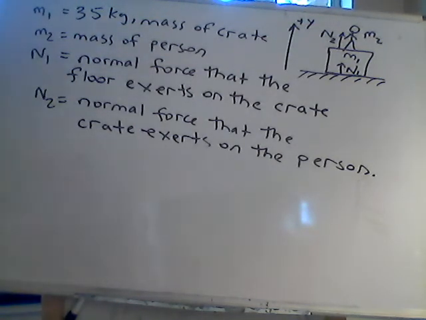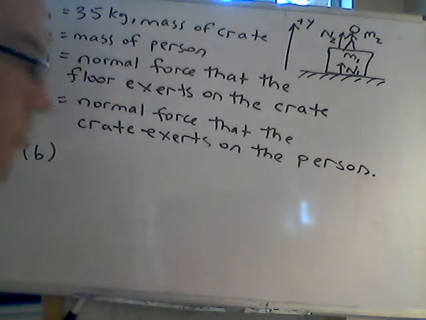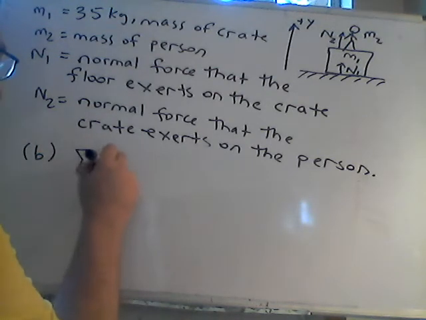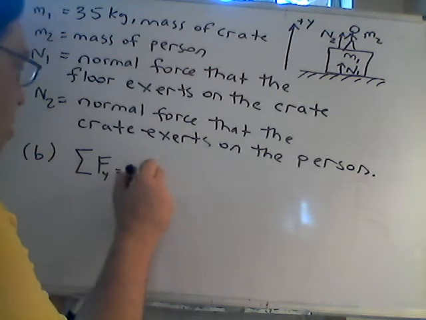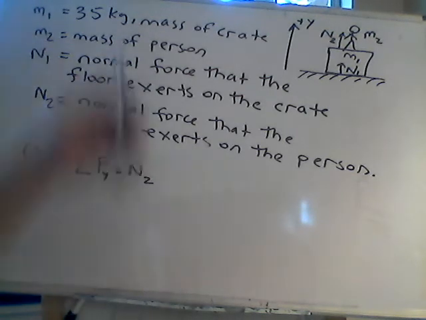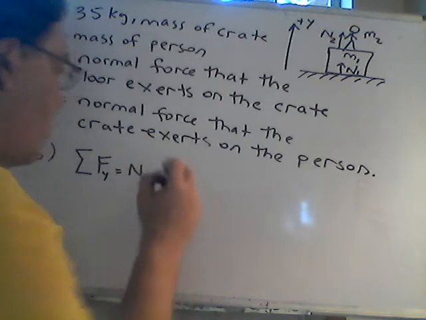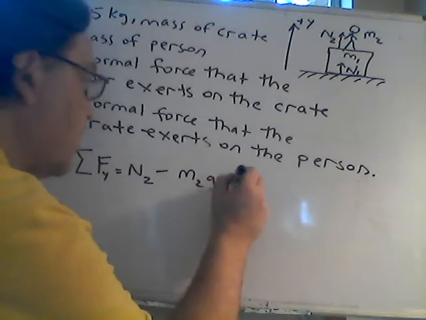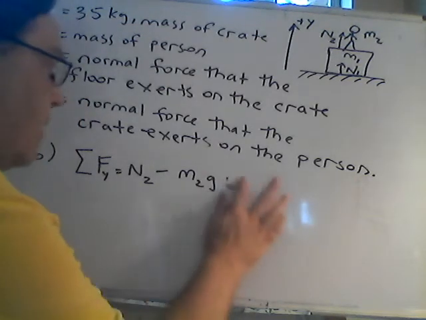And so the weight of the crate does not matter now. Now the only thing pushing against that top surface is just the weight of the person. All right, so for part B, if we want the normal force, that upper surface force, the only force it's going to experience is the weight of the person. So again, the sum of all forces in the y direction is the normal N2, and again, that's pointed up. And the only force going against it is M2G.